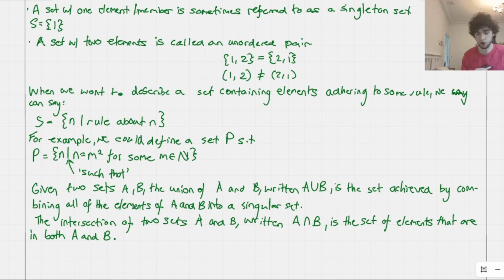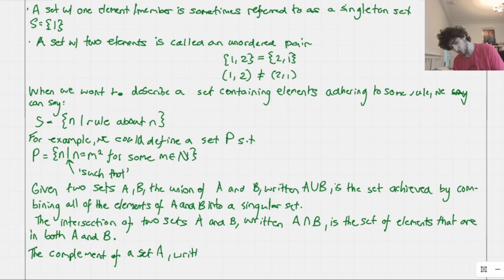And lastly, you want to talk about the complement. Okay, so the complement of A. The complement is just on one set. So the complement of a set A, right, is written as A with a line on top.